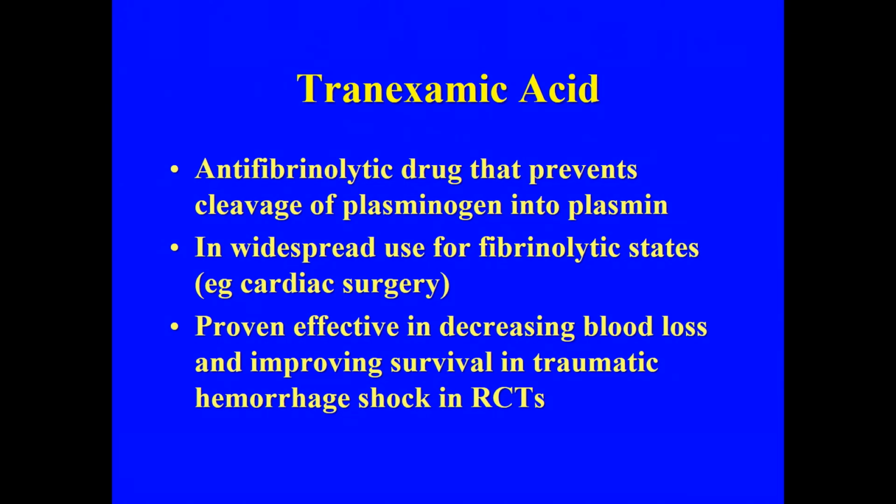Tranexamic acid is an antifibrinolytic drug that is used to prevent cleavage of plasminogen into plasmin. This is in widespread use for certain fibrinolytic states such as cardiac surgery. It has been proven effective in decreasing blood loss and improving survival in traumatic hemorrhagic shock in randomized controlled trials of massive bleeding. In less than massive bleeding, the use of this medication still remains investigational.